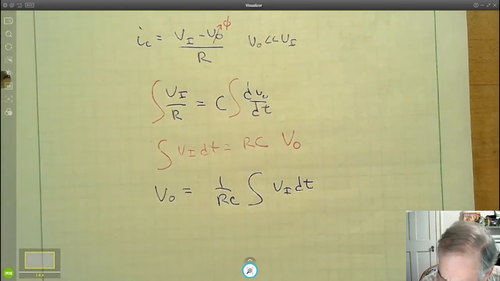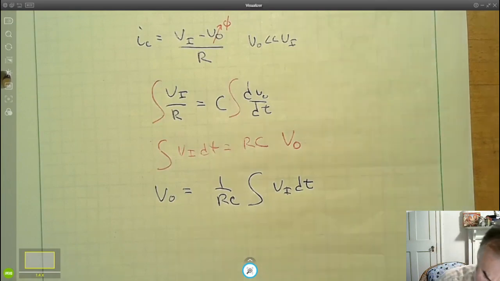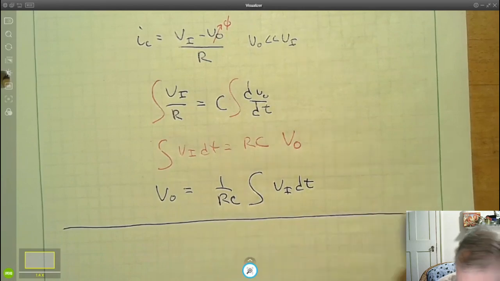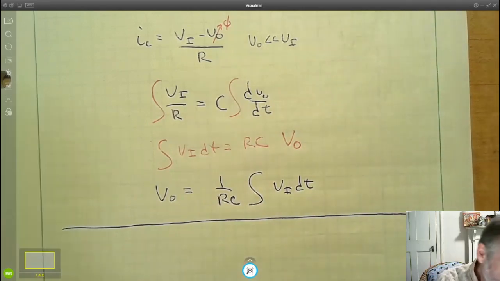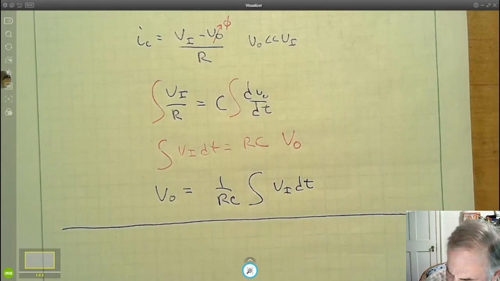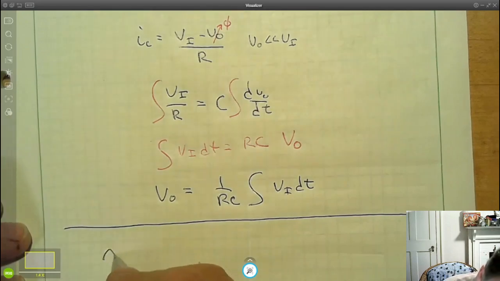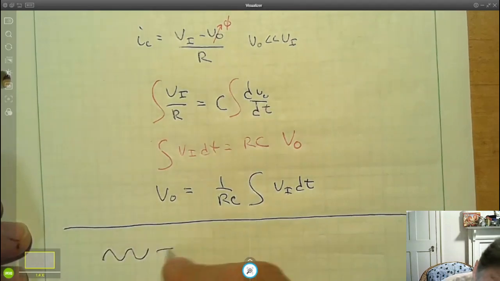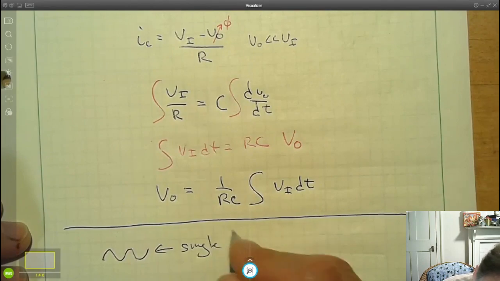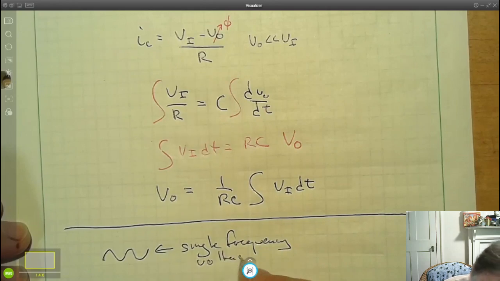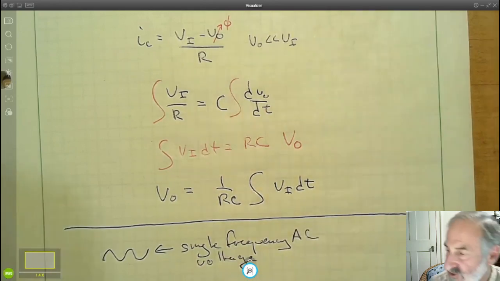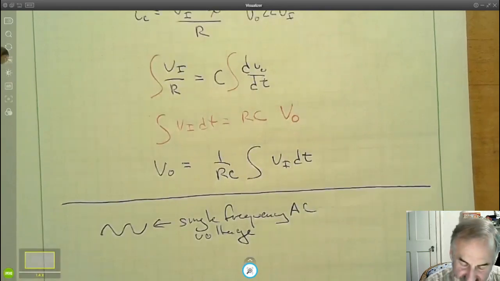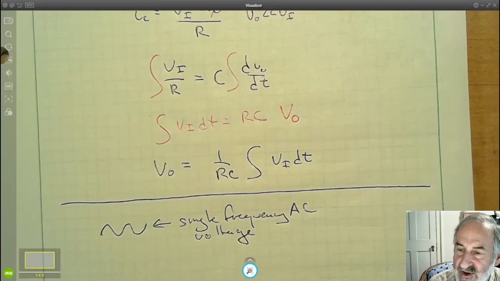There's one more thing I want to do in terms of how we look at capacitors, and that is oftentimes what we want to do is apply a sine wave, which is a single frequency voltage, alternating current, to a circuit that has a capacitor in it. And we want to know what it's going to do.